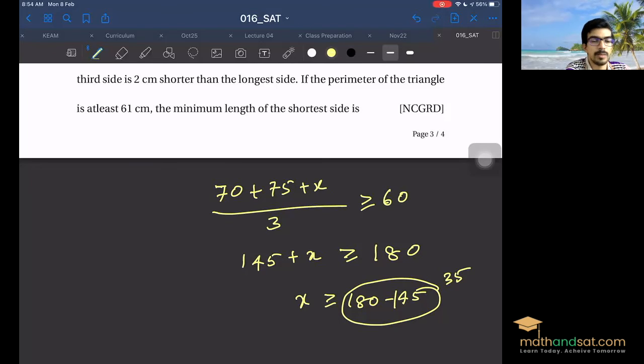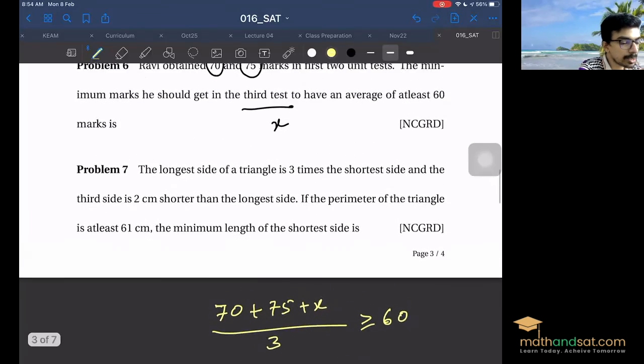Is this clear? Let me know. Let me know if this is okay. Yeah. So let's go to the next one.